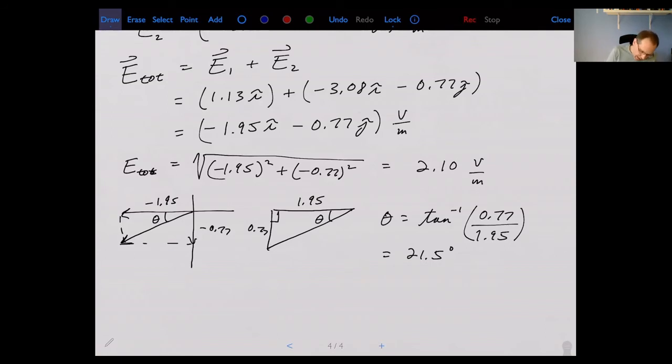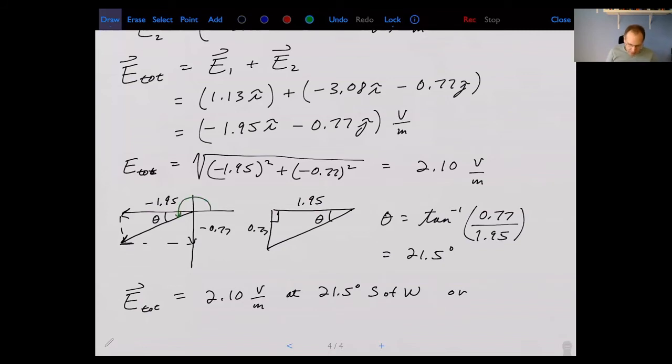Okay, so we could say that the total electric field at that location due to those 2 point charges is equal to 2.10 volts per meter at, and we could say 21.5 degrees, but then we have to give it a little more information to let people know that this vector is in the third quadrant. We could say 21.5 degrees south of west. So S of W. Or if you wanted to give just an angle by itself, you could give this angle, right, that goes from the positive X axis all the way to there.